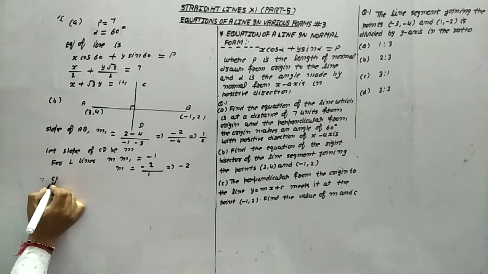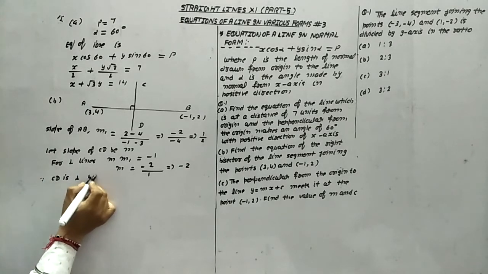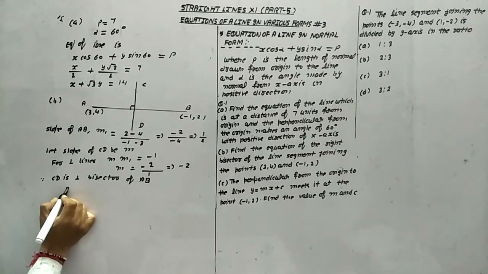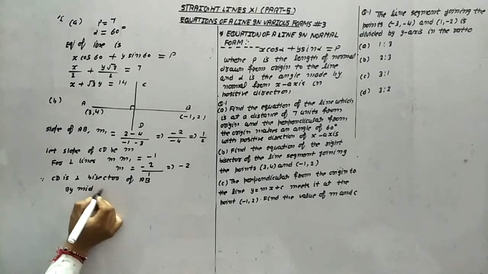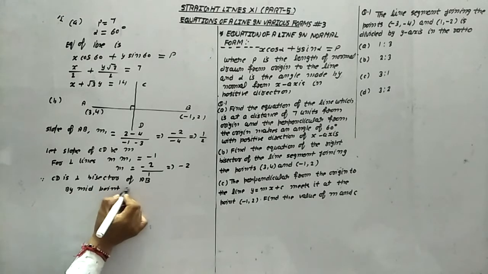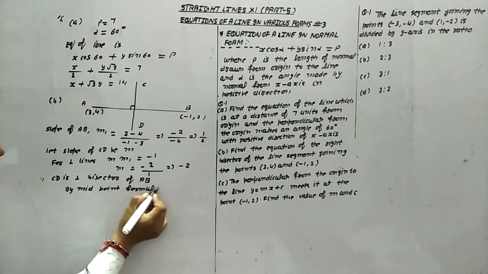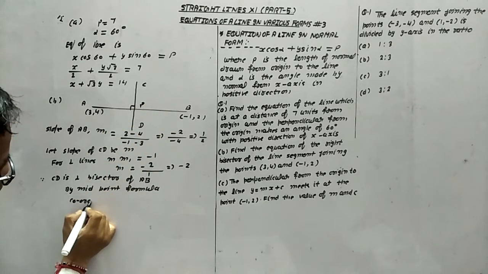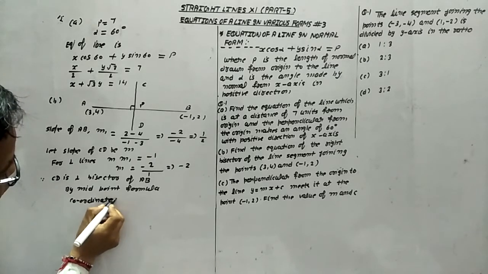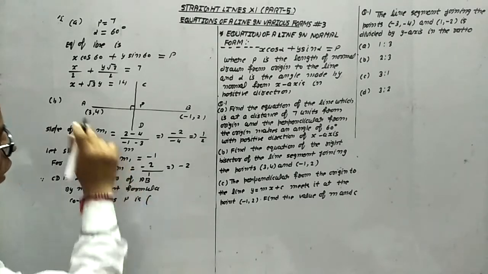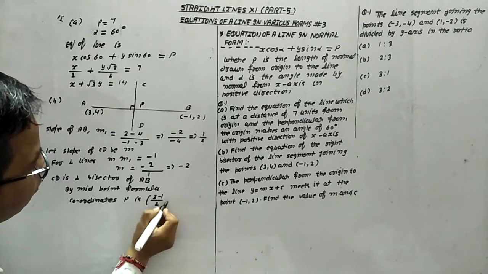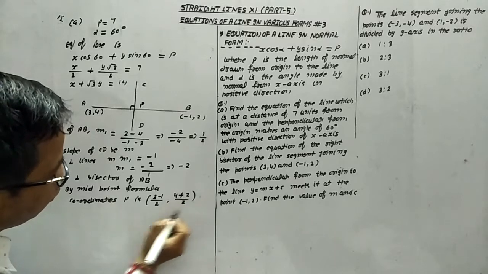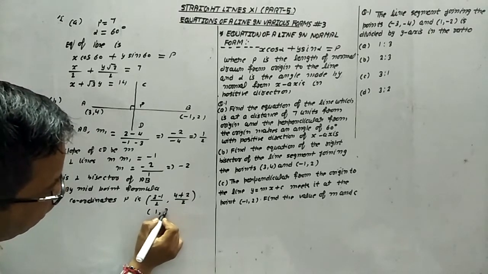Now because CD is the perpendicular bisector of AB, therefore by the midpoint formula, the coordinates of P are (x1 plus x2 upon 2, y1 plus y2 upon 2). It means this becomes (1, 3).